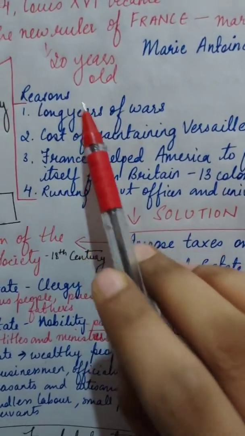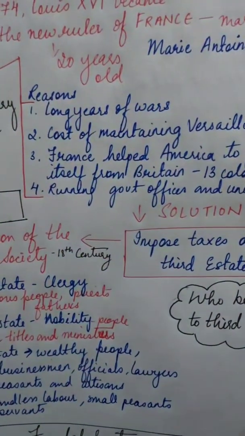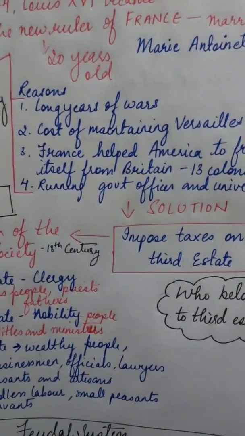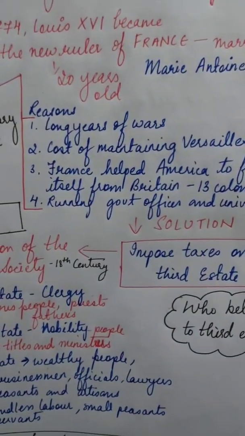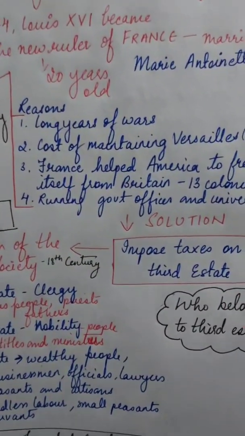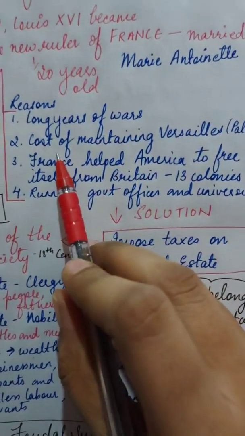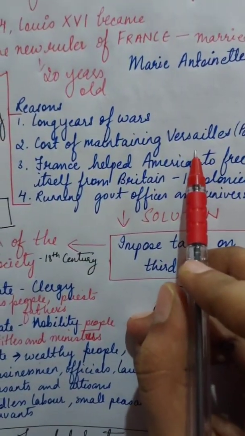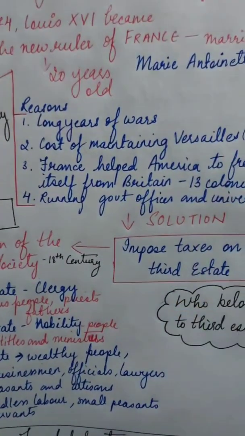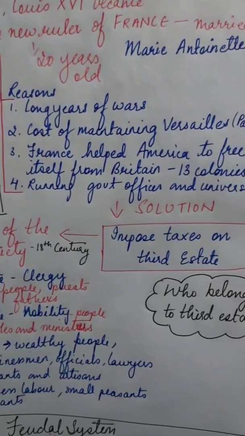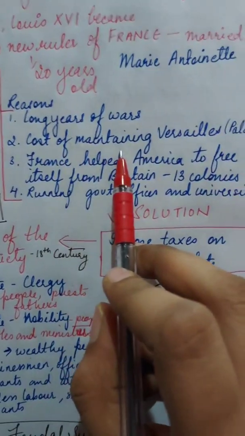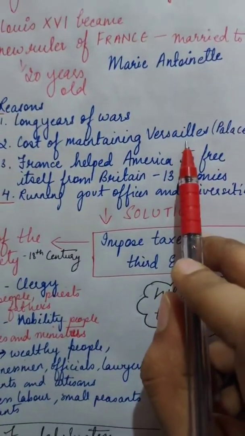France in the previous years was constantly engaged in wars with other European countries and overseas countries also. Long years of wars, long involvement of France in wars, led to a shortage of resources in the country. Also, there was one big palace in France called the Versailles. As the palace was huge, the cost of maintaining that palace was also huge. So the next reason was the cost of maintaining this palace of Versailles.